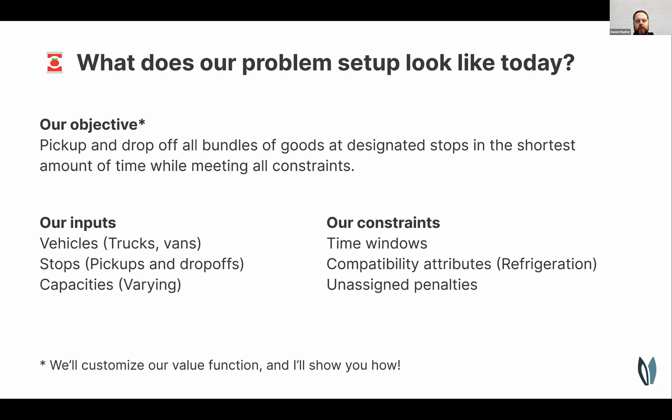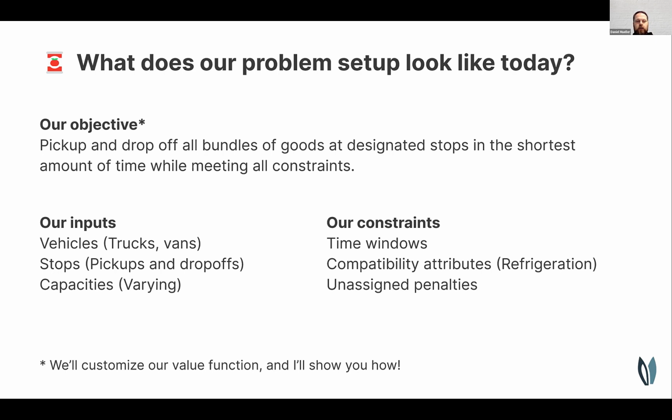Our vehicles have capacities. We have some time windows that we need to consider here for our stops. We have a single compatibility attribute here right now in this model, or in the sample data. This is refrigeration. So there are some vehicles offering a refrigerated compartment, and we have some stops that need this attribute to be transported.